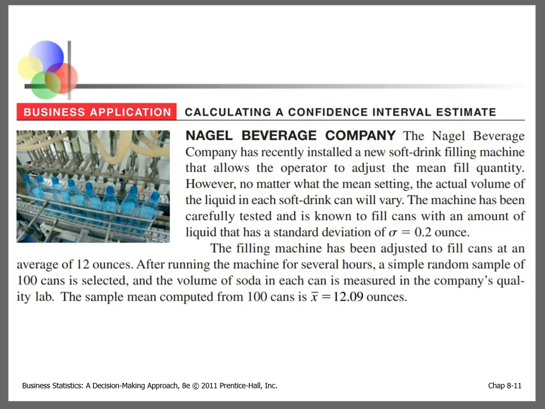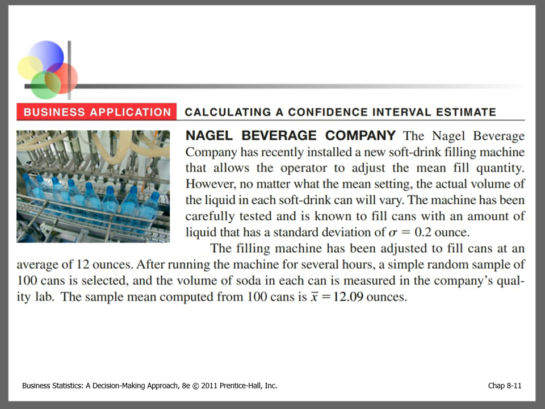Nagel Beverage Company. The Nagel Beverage Company has recently installed a new soft drink filling machine that allows the operator to adjust the mean fill quantity. However, no matter what the mean setting, the actual volume of the liquid in each soft drink can will vary. The machine has been carefully tested and is known to fill cans with an amount of liquid that has a standard deviation of 0.2 ounce.